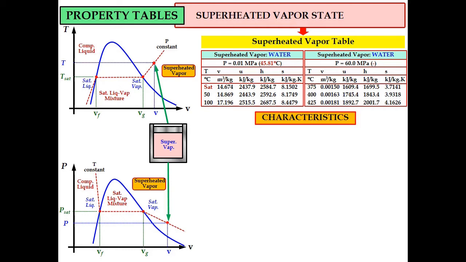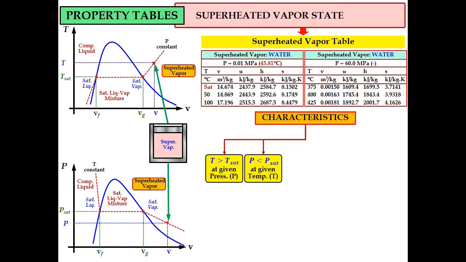In terms of characteristics, this means how we use the specific characteristics to determine whether the state or region is within the superheated vapor region or not. First, the temperature given at a given pressure must be greater than T saturated. Next, the pressure given must be less than P saturated at a given temperature, and the specific volume of the state must be greater than the specific volume at the saturated vapor state, which is the Vg value at the given pressure or temperature.